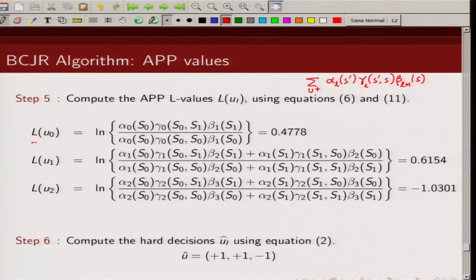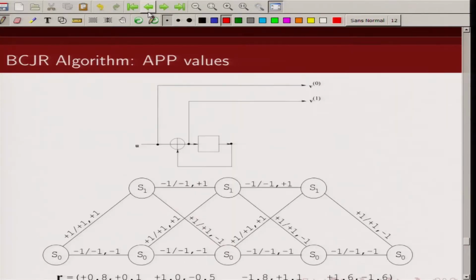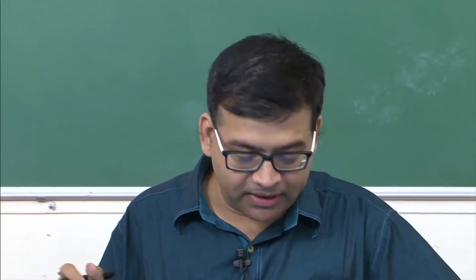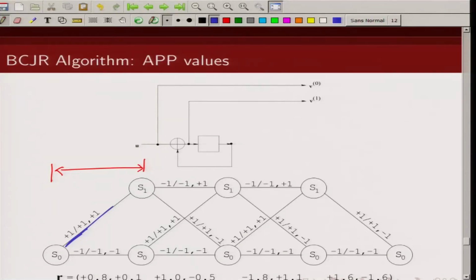Let us look at the first case, at time 0. So, u0 is the information sequence bit that we are trying to estimate for the first time instance, t equal to 0. So, we are looking at this trellis section. Now, which are the transitions corresponding to ul being plus 1? I am denoting by blue the transitions corresponding to ul being plus 1, and by green the transitions corresponding to ul being minus 1.